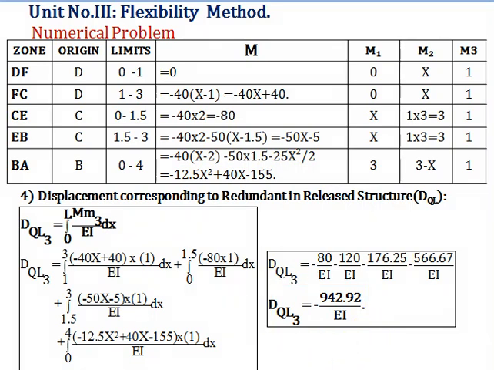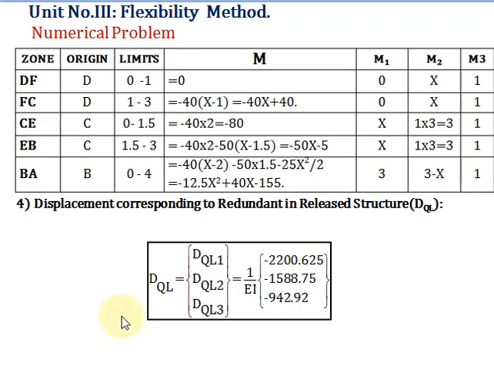So after calculating the value of dQL1, dQL2 and dQL3, putting it in the dQL matrix, okay, so we'll get the dQL matrix.